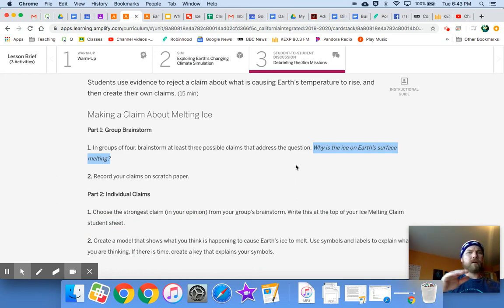So we did the warm up. We played with the sim a little bit, and then we came up with a claim about why the ice on our surface is melting. Mr. Wiggin, is there any homework? It's all homework.